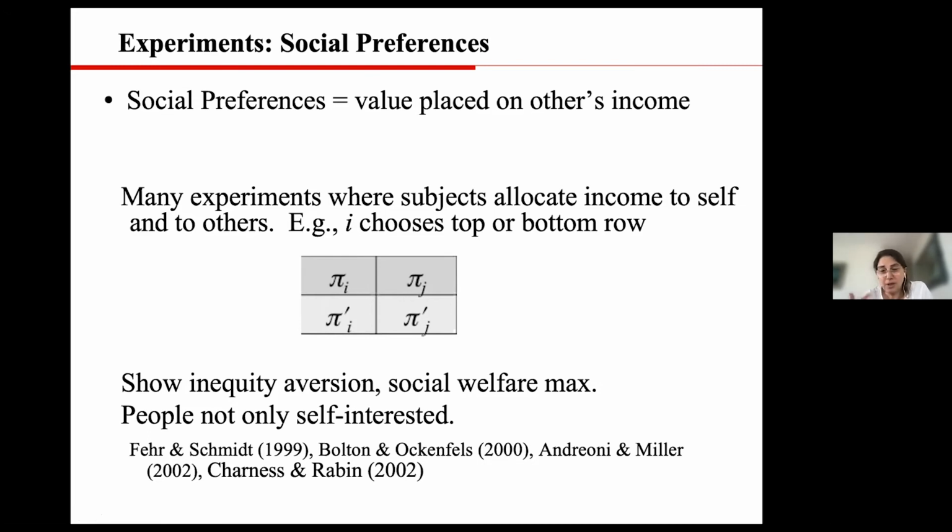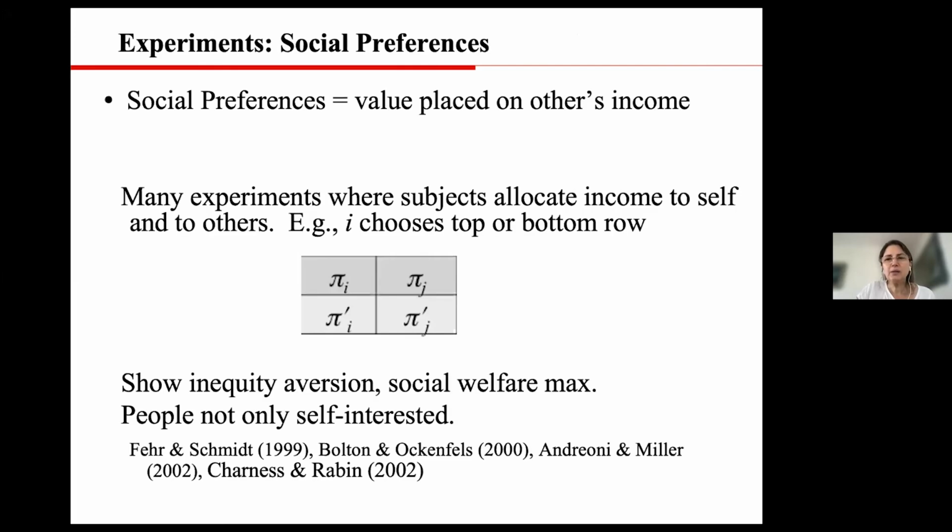Versions of these experiments would say that people are picking the rows where the sum of these two is larger. So that would be a social welfare maximizer. The result of this literature when it first came out was, look, people aren't only self-interested. They're not only choosing the row that has the highest money for the decision maker. They're willing to give up some of their own income in order to make the income levels closer together, or so that the sum overall is higher.